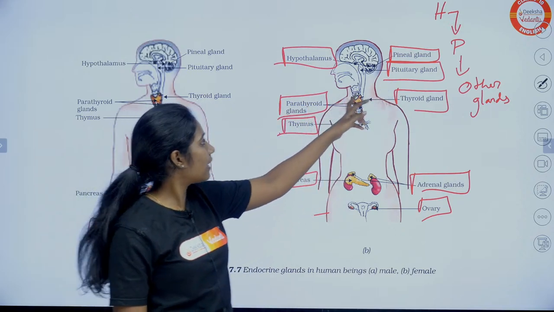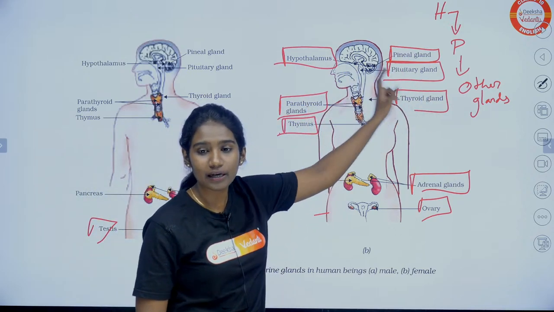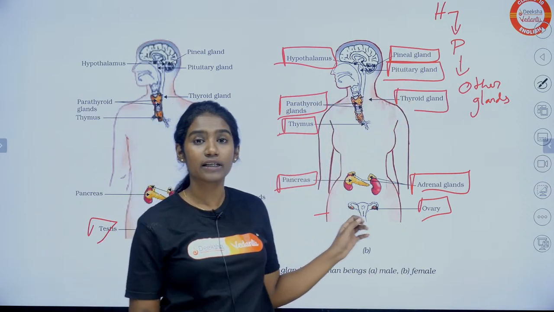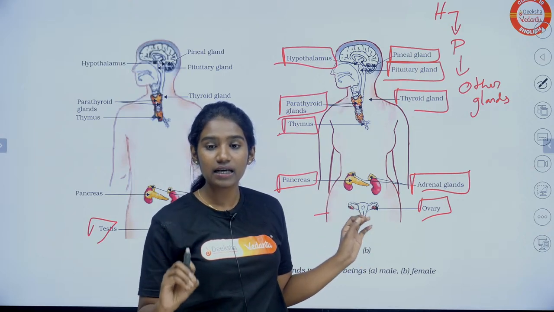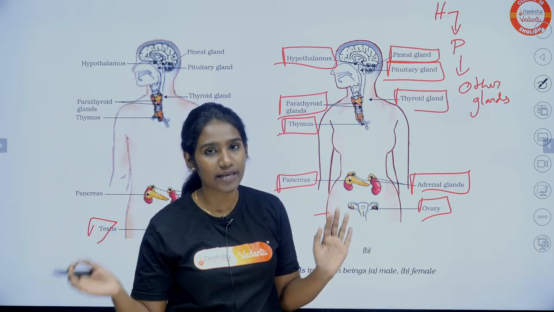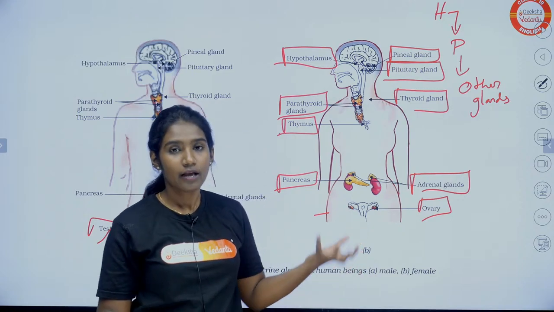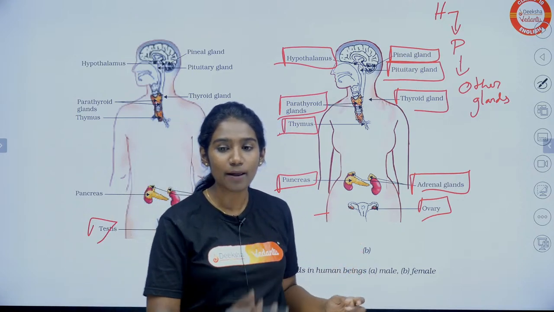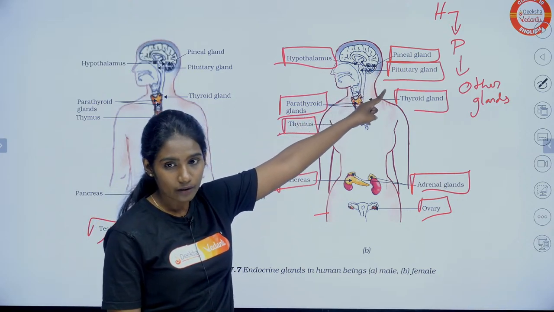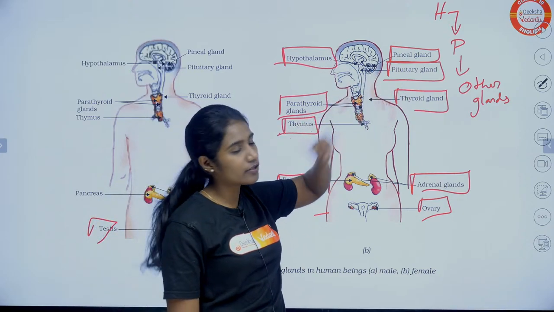Okay. And then, like you can see over here, there is the pineal gland. What is the pineal gland doing? It secretes a hormone which is called melatonin. Melatonin plays a very important role in the sleep cycle. Okay? You fall asleep, right? Why? Because melatonin will be secreted by the pineal gland. Okay? And then comes the pituitary gland.